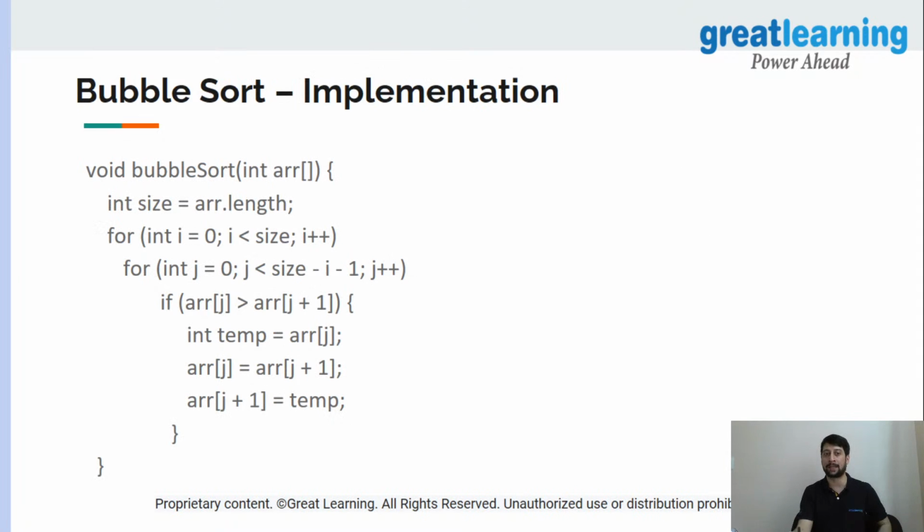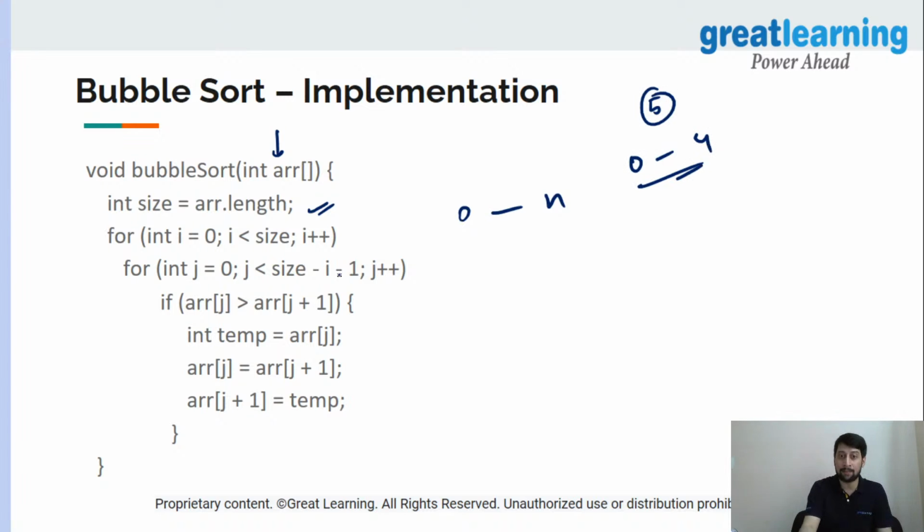Let's see its implementation. Okay, so now what you will do, you will have your array and you will calculate the input size, that is the length of the array, and then you will iterate this outer loop from 0 to n, that is the size of the array. So obviously 0 to n, that means the n will not be compared, that means you will iterate 5 times. Okay, so if 5 is the size of the array, you will go from 0 to 4 including 4.